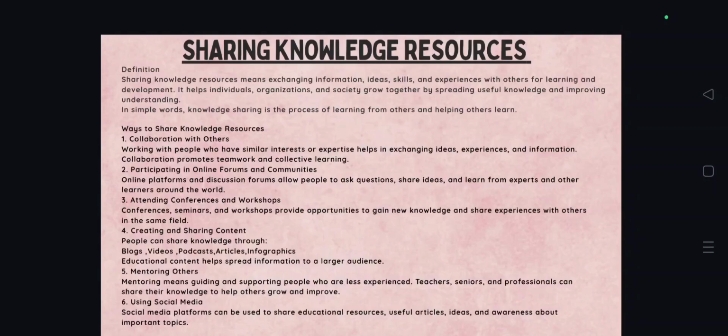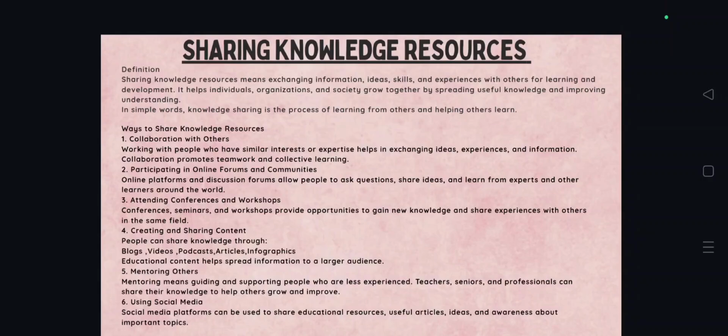collaboration with others. Working with people who have similar interests or expertise helps in exchanging ideas, experiences and information. Collaboration also promotes teamwork. Teamwork, as we have learned, is a social and interpersonal skill. So collaboration helps us improve knowledge resources as well as teamwork.